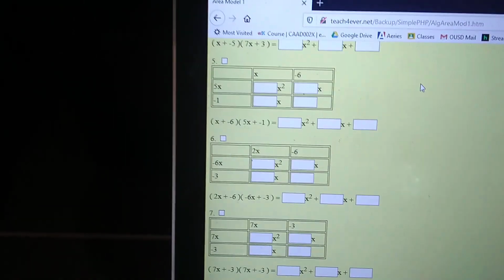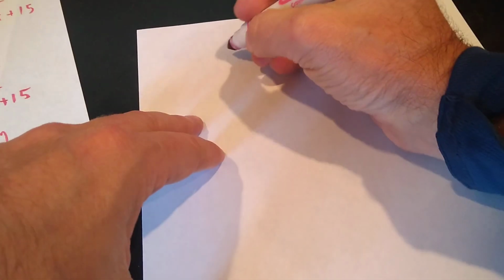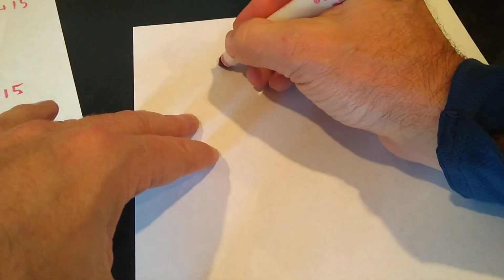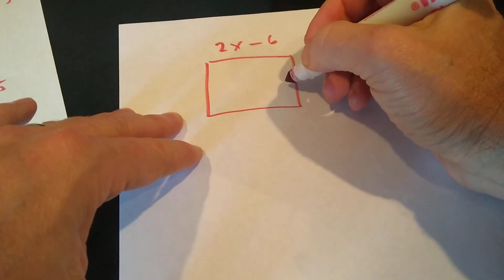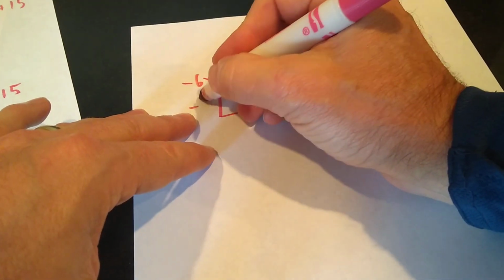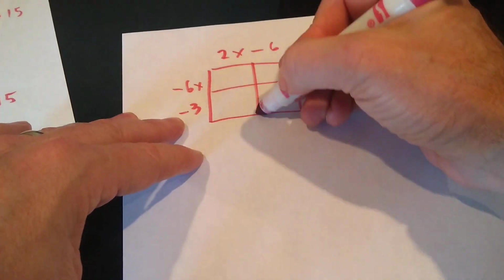Let's say I gave you, I'm going to pick one that's a little more difficult here. I'm going to pick this one. Okay, number 6 here. I'm just going to work that out. So that one right there was, the model was 2x minus 6 going across. That's how long the box is. And negative 6x minus 3 is what that is. So I want to figure out, well, what's the area of this thing?